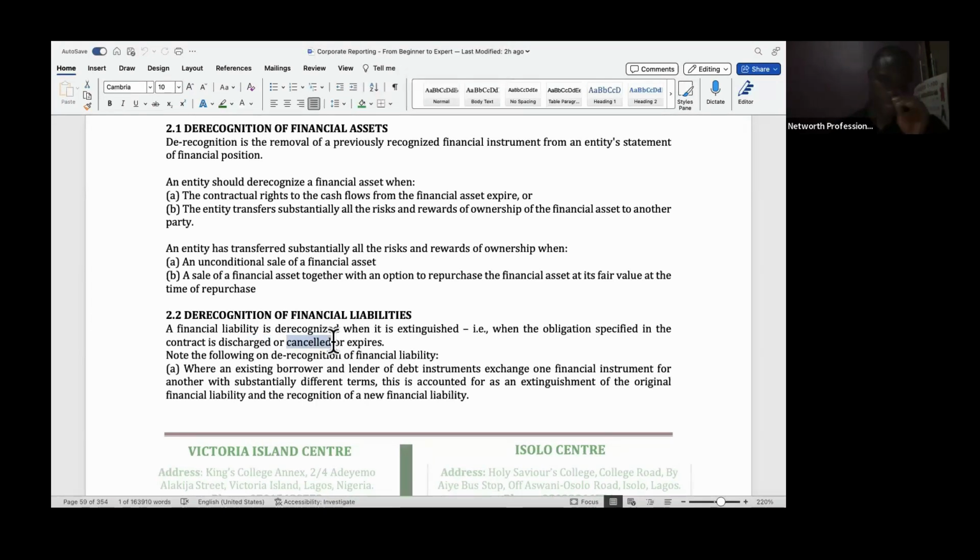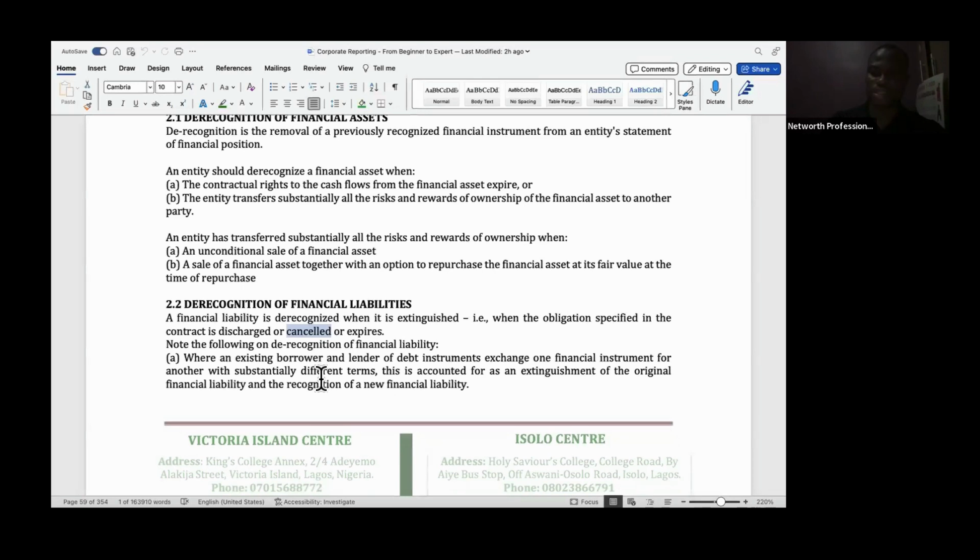However, there are some other scenarios I wanted you to note relating to the recognition of financial liability. One of them is the fact that an entity could exchange one financial instrument for another instrument that has different terms. When you exchange, it means that the one you are giving up, you remove from your books. So that can also lead to derecognition.